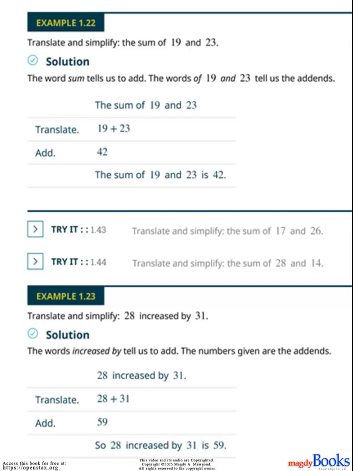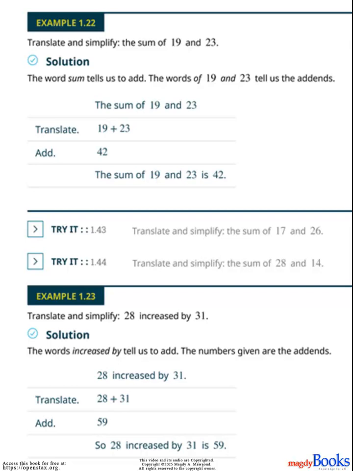Try it 1.43. Translate and simplify. The sum of 17 and 26. Try it 1.44. Translate and simplify. The sum of 28 and 14.